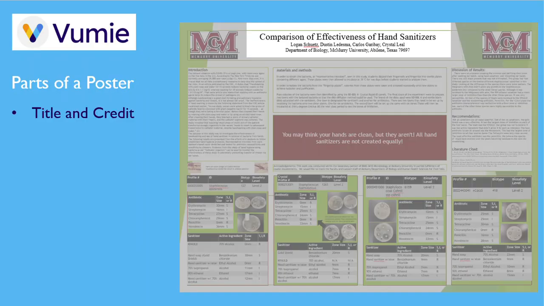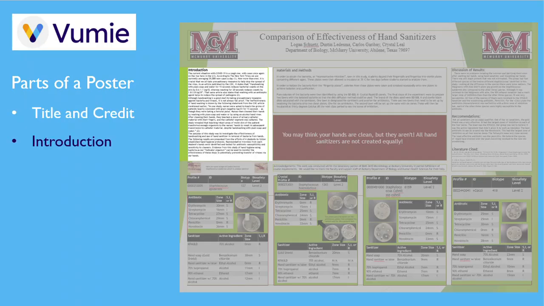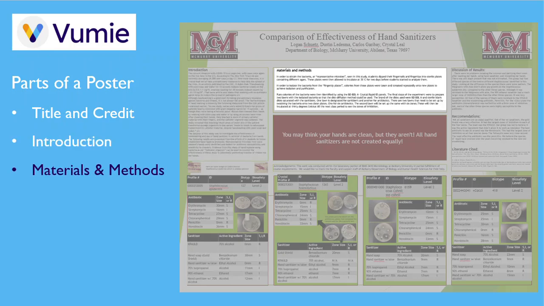Title and credits. Name of the project, who did the work, where they are affiliated or where they did their work. Introduction. The background information that explains the importance of this project and why the work was done. Materials and methods. You must clearly and completely explain what you used and how you did your work so that others can read your poster, repeat your work, and get the same results.